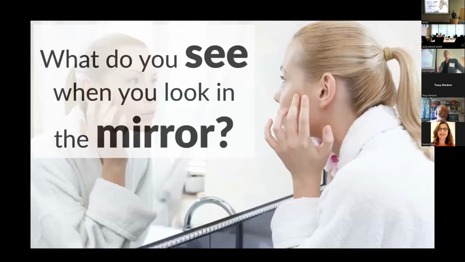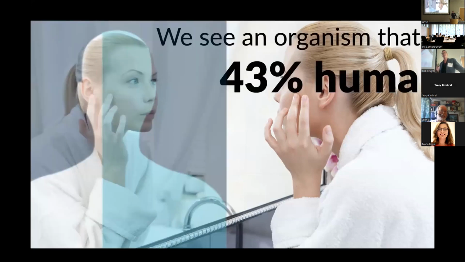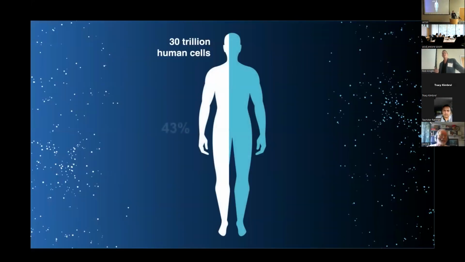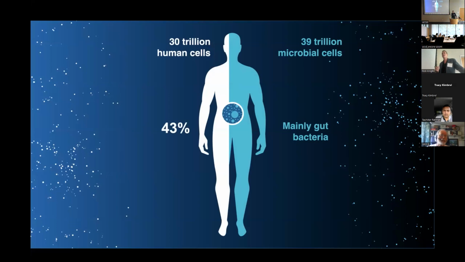So in addition to changing how we think about the planet, microbiome research is also changing how we think of ourselves as human beings. And I'd like you to take a moment to consider what you saw when you looked in the mirror this morning and you were getting ready to come to work. For myself, I saw an organism that's just 43% human, and not just because it was early and I hadn't had my coffee yet, but when we think of what makes up our bodies, we've got 30 trillion human cells, but we've got 39 trillion microbial cells, mostly gut bacteria. And that's where that 43% human number comes from, just counting the cells and asking what genome they've got.